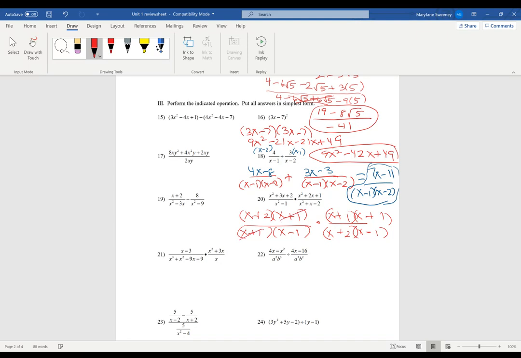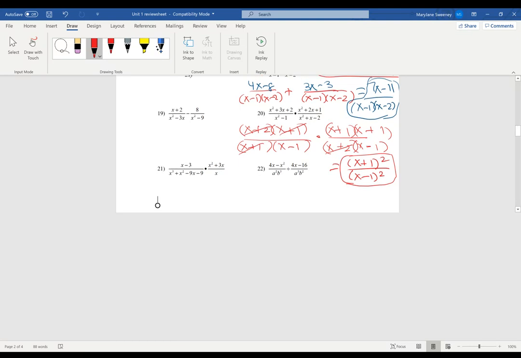The x plus 1 cancel. The x plus 2 cancel. And then we have an x plus 1 squared on the top. We got an x minus 1 squared on the bottom. So that is our answer.